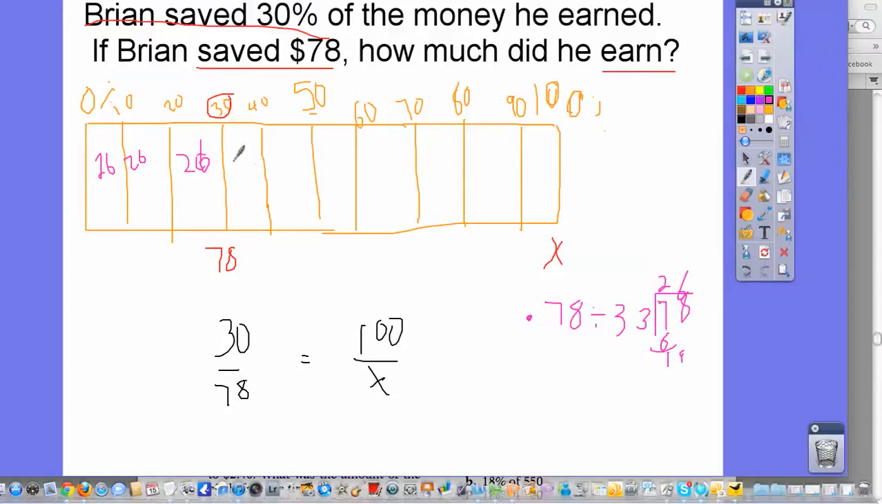So if we want to know the total amount of money, we would take 26 times, how many sections do we have? 10. So x would equal 26 times 10, which equals $260. So that's how you do it.